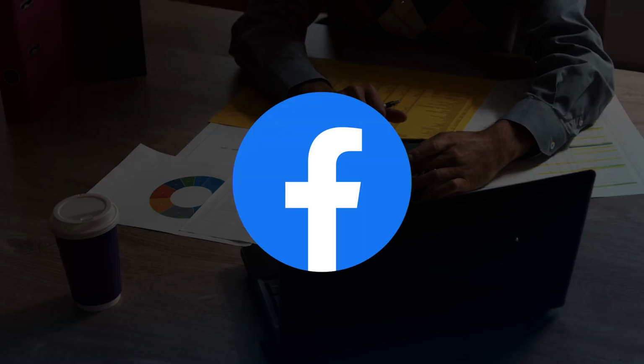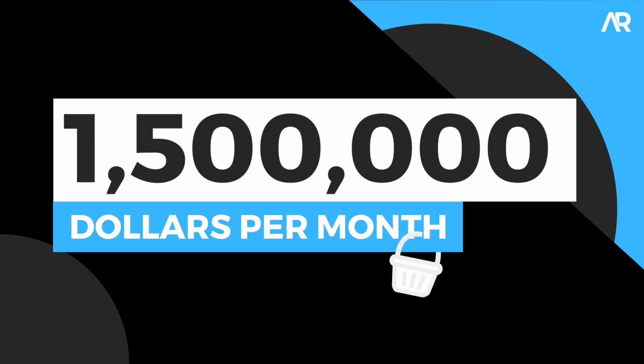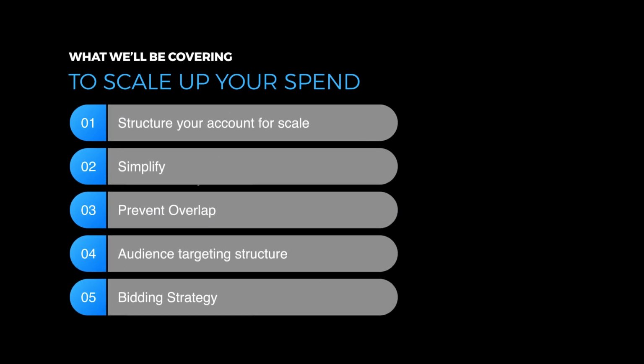Today we're going to be auditing a Facebook ad account spending $500,000 monthly to $1.5 million per month, where we'll be calling out exactly what they're doing wrong and ways that they can improve upon it. We will be covering exactly what ways you can structure your account for scale, how to simplify, prevent overlap, the best audience targeting structure, the bidding strategy that works best, so that way you can be able to scale up your spend.